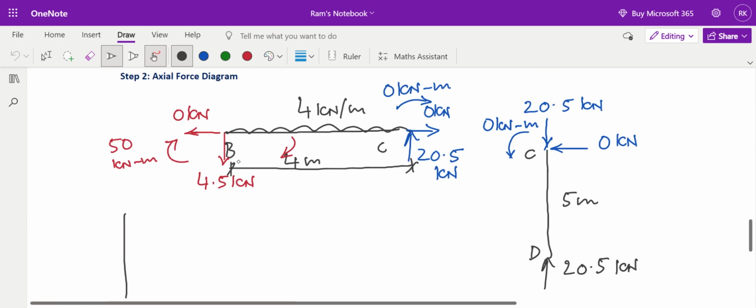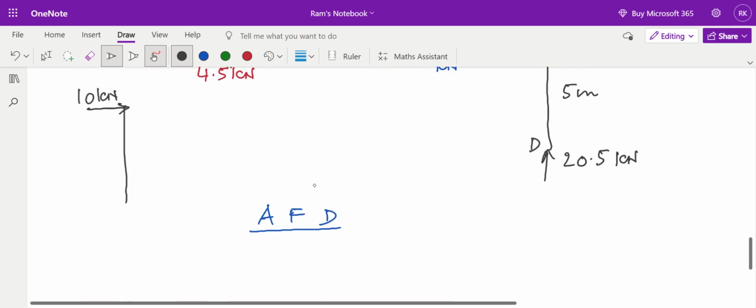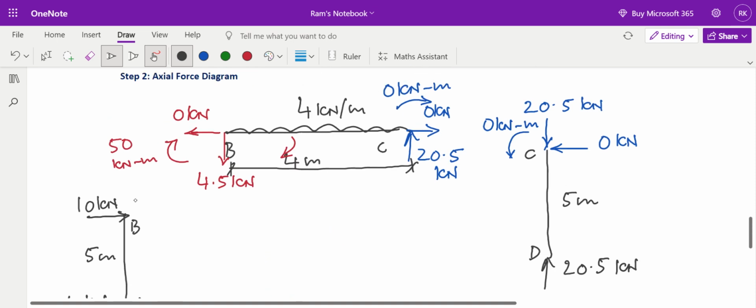So I am showing the forces that are acting on the structure. This is 10 kilonewton, which is already acting on the structure. And then I know the reactions. This 10 kilonewton and 4.5 kilonewton acting downwards are already the reactions at A. This is A, this is B, and this length is 5 meters. These are the acting forces which I don't have the permission to change.